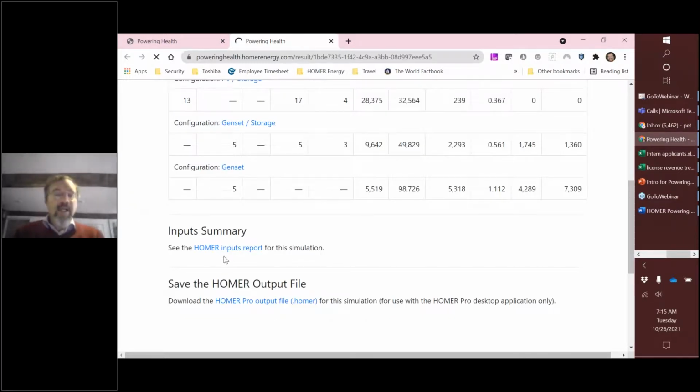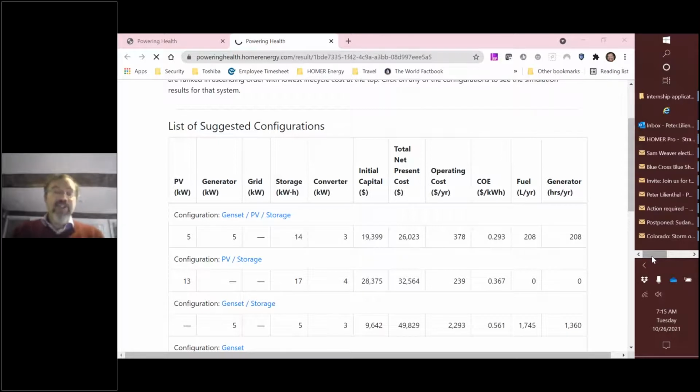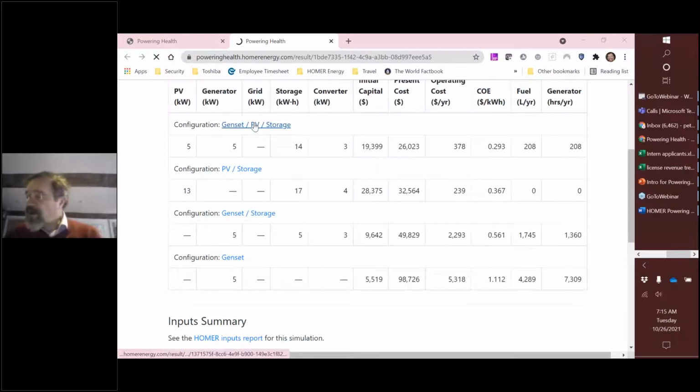Sure. There's also an input report you can get, and as I mentioned before, you can download the actual Homer file to use it in Homer Pro. And maybe I'll leave it there. You'll just have to take my word for it that this is generating a more detailed PDF showing more detailed information about all of the components and how they operate, et cetera.